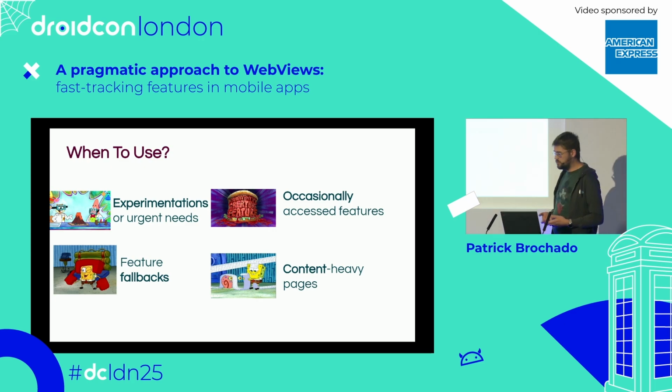We can use them also as a feature fallback. It's a great safety net. If a critical native component fails, we can use WebViews as a temporary alternative. And we use them also for content-heavy pages with minimal user interaction, things like articles, for instance. All these items are part of our WebView decision tree. This is how we decide where to invest our precious native resources.